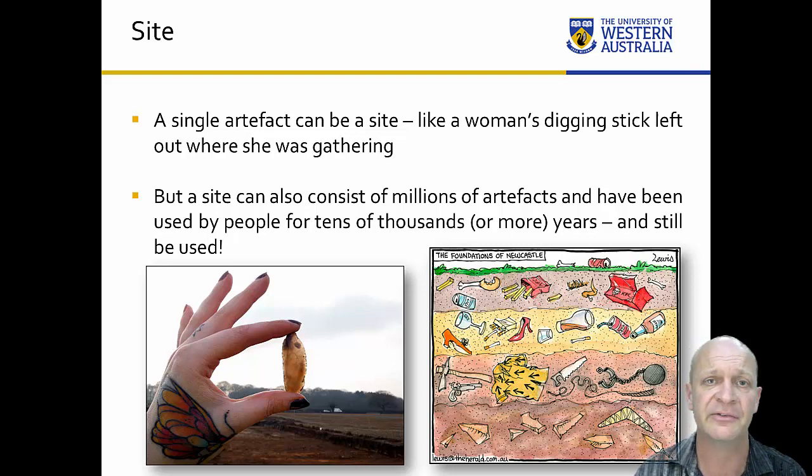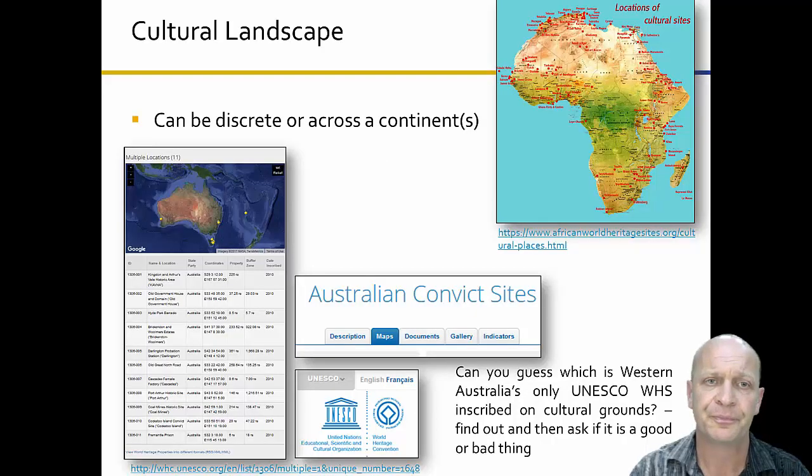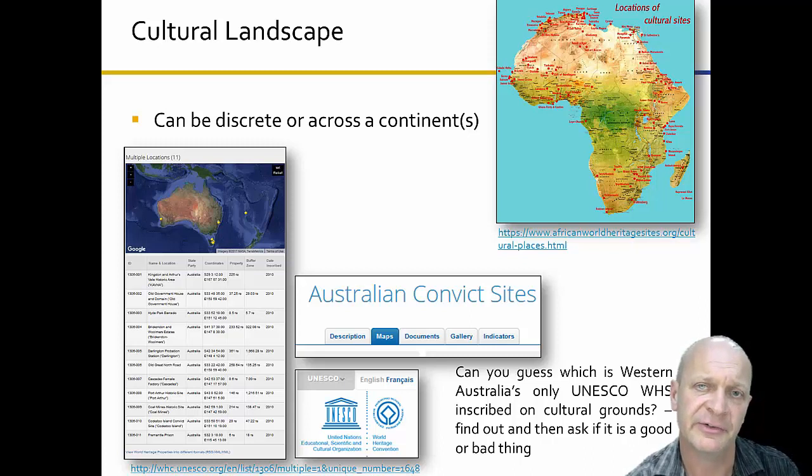So a site can be something that just happened in a very short period of time. People were moving across a landscape and they camped for a night or two, or it could be somewhere where people lived for many tens of thousands of years. Places like Gallop House, Sydney, many of the great cities of the world are often built on archaeological sites, for example.